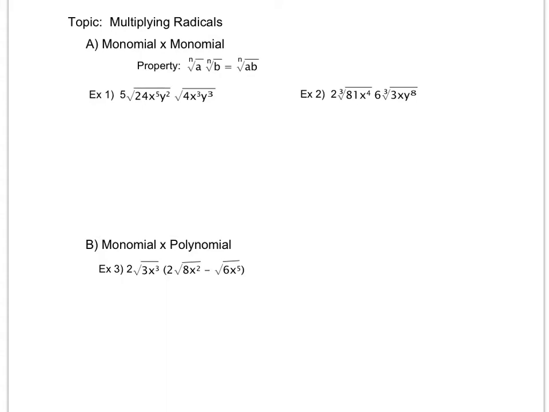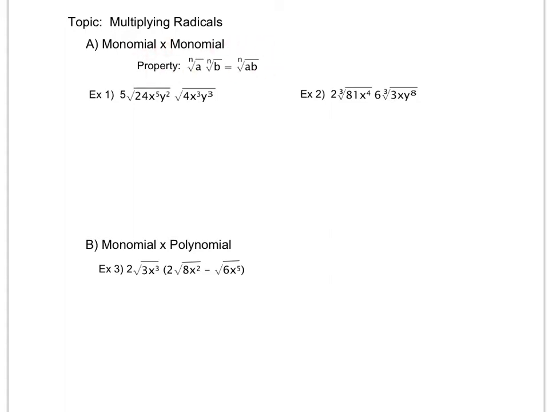Now that we can add and subtract radicals, now we're going to look at multiplying with radicals. So I've broken this video up into three main pieces. I'm going to do monomial by monomial, I'm going to do monomial by polynomial, and then I'll also, which you can't see on the screen right now, do binomial by binomial.